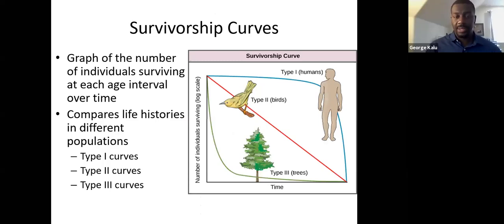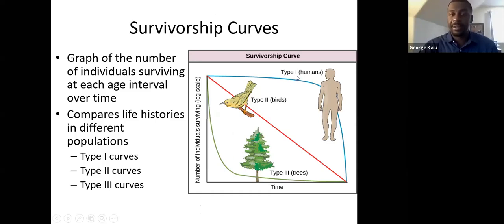We can also look at survivorship curves. Survivorship curves are these graphs that will give us an indication of the number of individuals that will survive at each individual age group. So it's almost like a life table, but it gives us different types of information. And this allows us to compare what's happening at different life stages between various organisms.